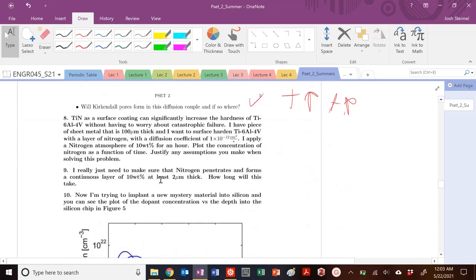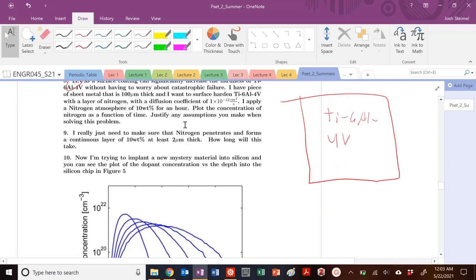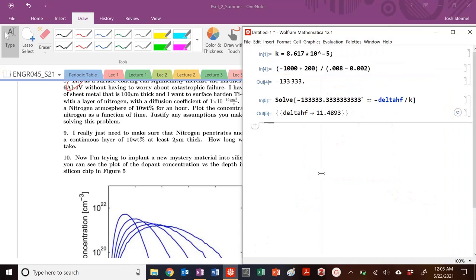All right. So I have titanium nitride, a surface coating that can increase the hardness of my piece of titanium 6 aluminum 4 vanadium. So this is 6 aluminum 4 vanadium, and it is a piece of sheet metal that is 100 micrometers thick. So here x equals 0, here x equals 100 micrometers. So my sheet metal is this. I want to surface harden it with a layer of nitrogen and that diffusion coefficient. So let's go and pull up Mathematica.